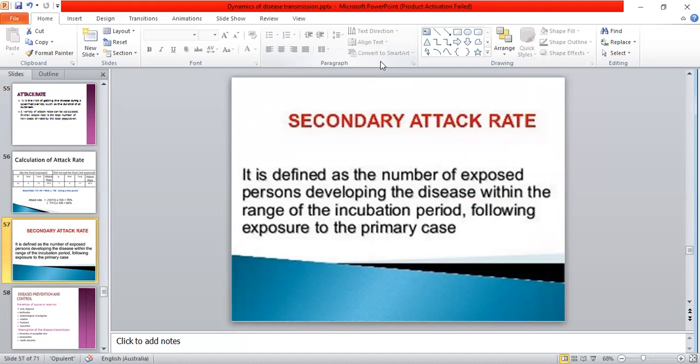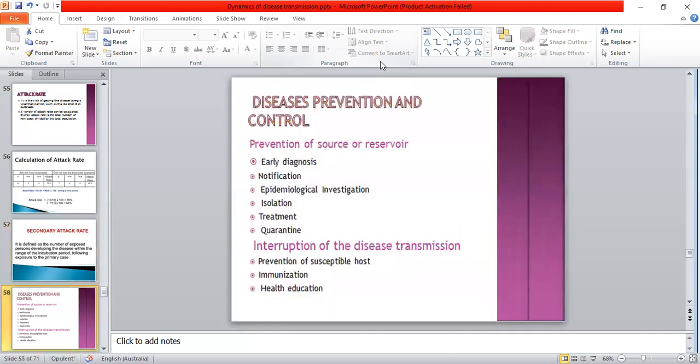Secondary attack rate. It is defined as the number of exposed persons developing the disease within the range of incubation period following exposure to the primary case. How diseases can be prevented and how they can be controlled.